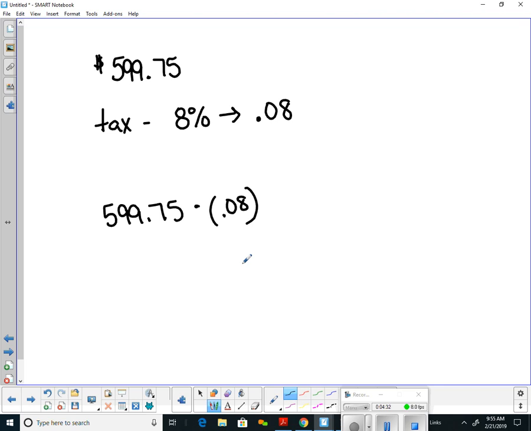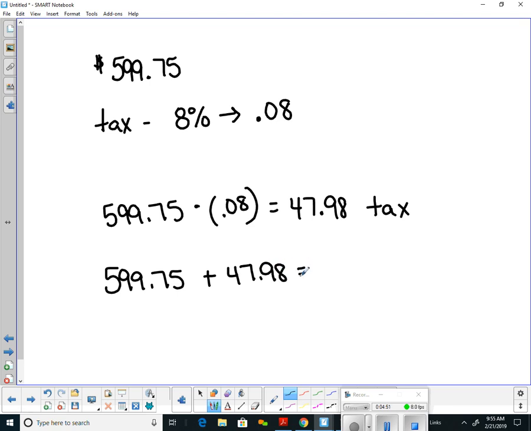So here we're going to get a tax of $47.98. That's the tax amount. So now to find the total, you're going to take your 599.75 and add your tax.